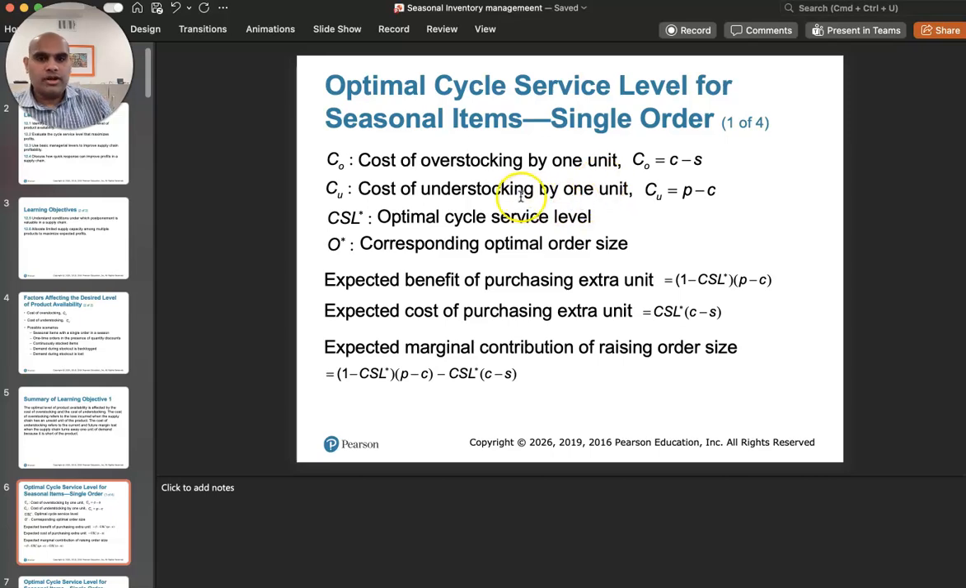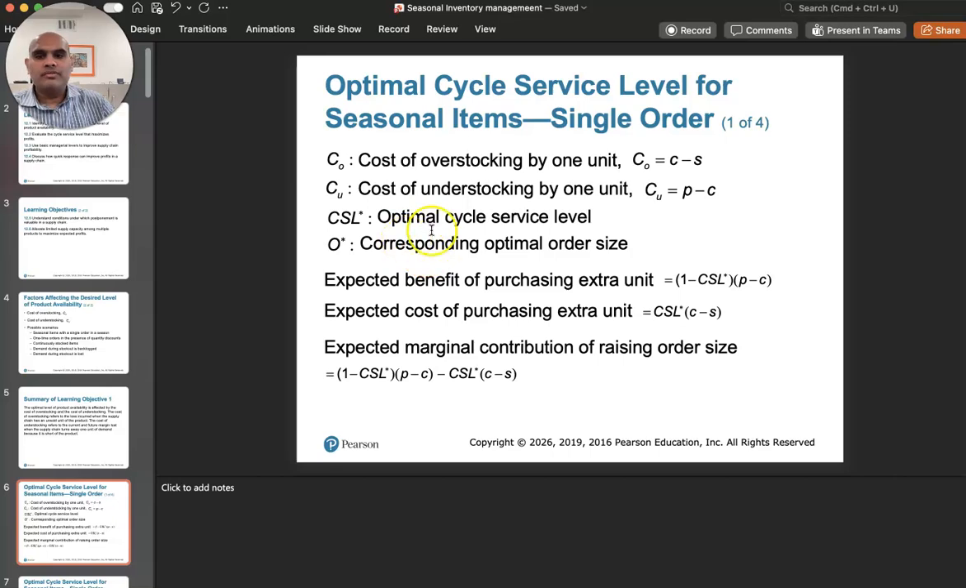And the unit cost of understocking is, well, if you had one fewer item by the end of the season. So let's say you stocked 100 items, but 101 people came to your store. If you had one fewer item, how much profit did you lose out on? That's the cost of understocking, right? This is how much you were selling the item at, and this is what the cost of the item was. So the difference is how much money you could have made by selling the item. That's the cost of understocking. So you have a unit cost of understocking and a unit cost of overstocking.